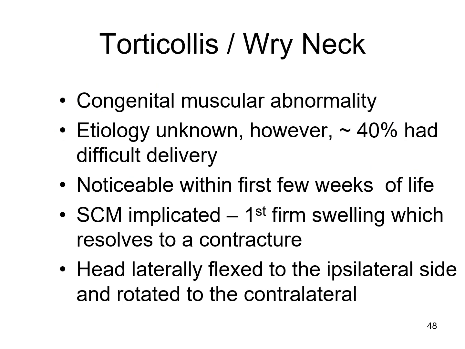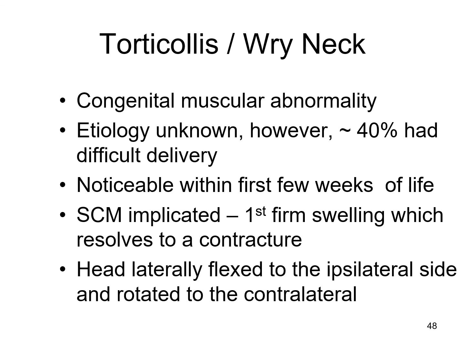Let's switch gears a little bit and talk about a disorder that we may potentially see in children that is called torticollis or wryneck. And this is a congenital muscular abnormality. We don't necessarily know the etiology of this, but we think in some cases it's due to a difficult delivery during childbirth. And it's noticeable typically during the first few weeks of life.